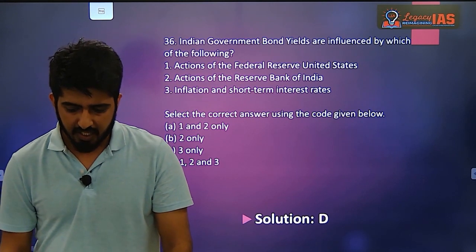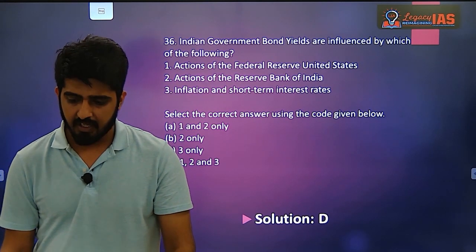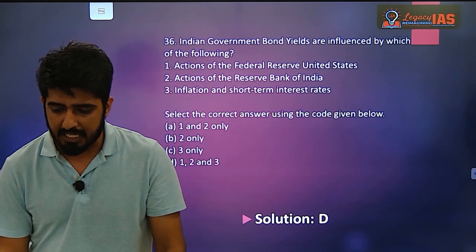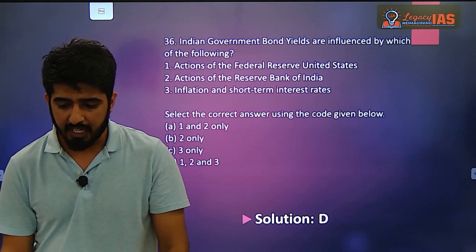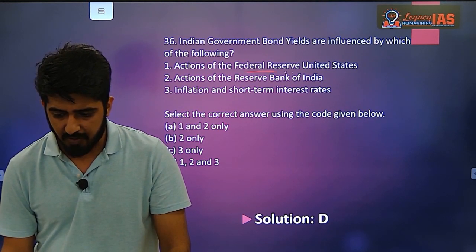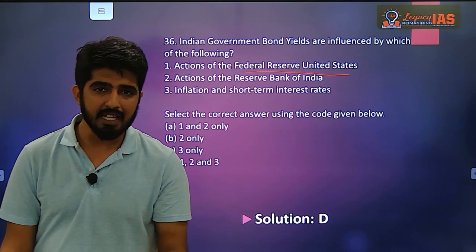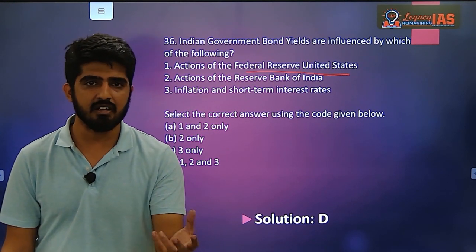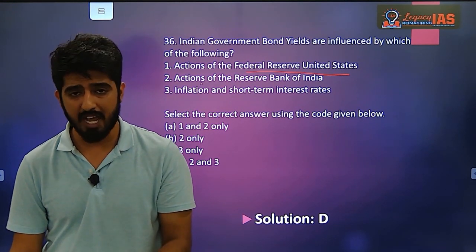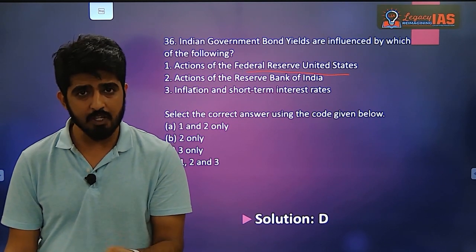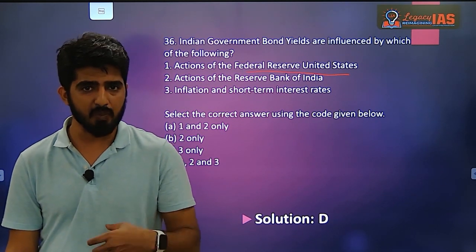36, it is about the bond yields. So government bond yields are influenced by which of the following? Actions of the Federal Reserve of the United States. You might be under the impression that whatever the US Federal Reserve does, it does not have any impact. It is going to have a great deal of bearing on the interest rate movement in India.